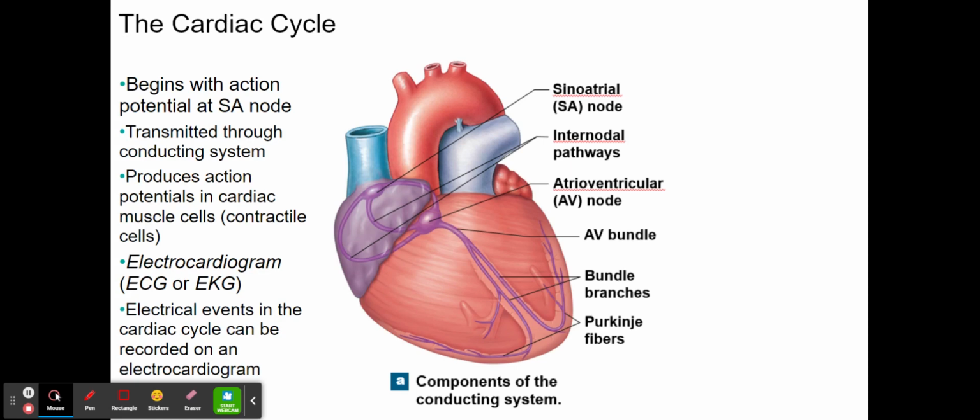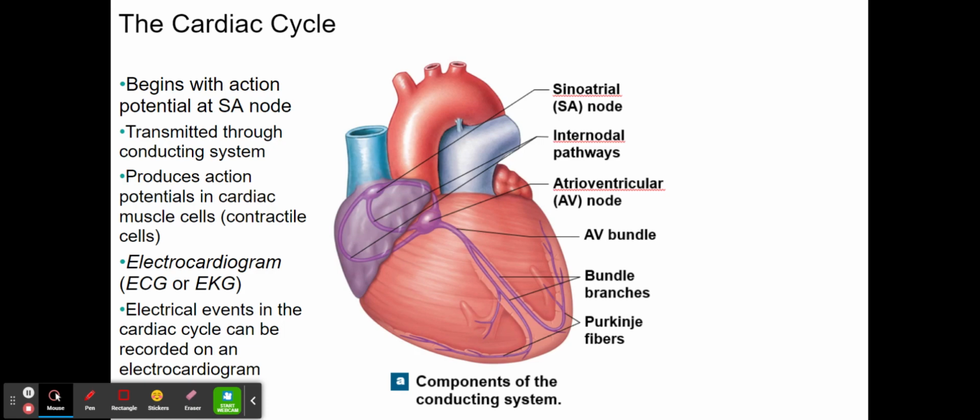Each heartbeat begins with an action potential generated at a pacemaker called the SA node, which is part of the conducting system. The conducting system then propagates and distributes this electrical impulse to stimulate contractile cells to push the blood in the right direction at the proper time. A procedure known as electrocardiography can monitor the electrical events of the conducting system from the surface of the body. The printed record of the results is called an electrocardiogram, or EKG, ECG, whichever terminology you use there.